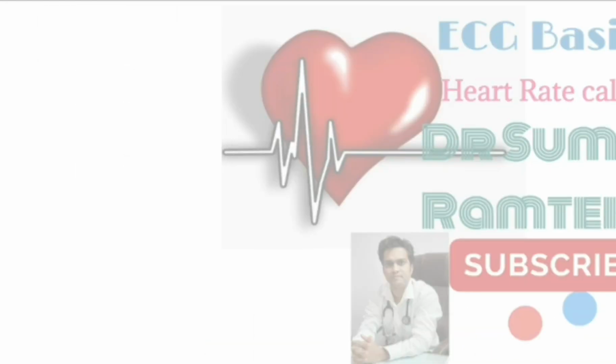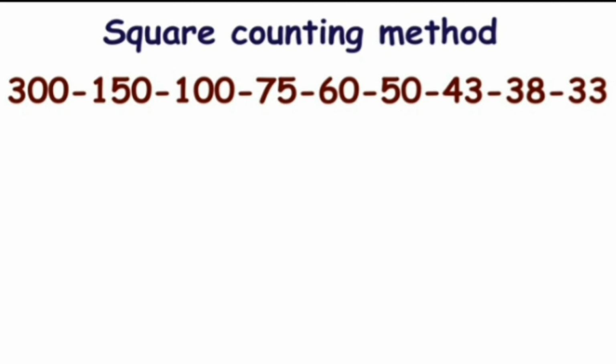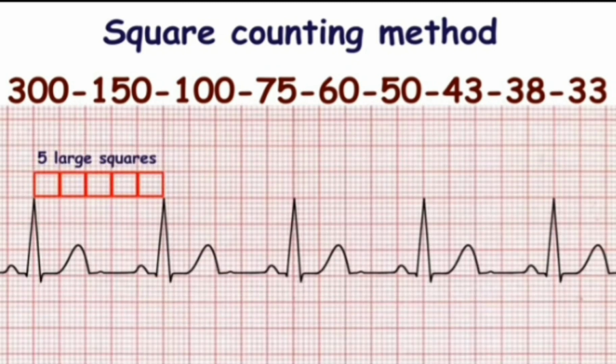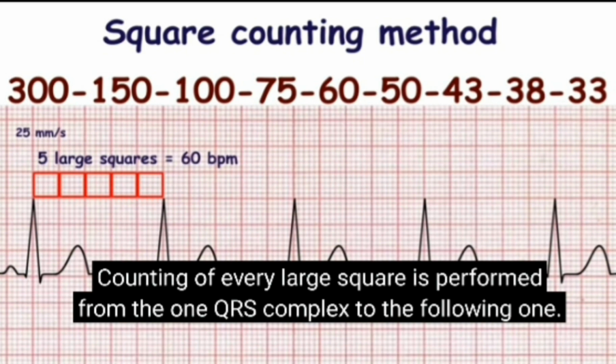The first method is the square counting method. When the ECG is recorded with a speed of 25 mm per second, 1 large square corresponds to a heart rate of 300 beats per minute, 2 large squares correspond to 150, 3 large squares correspond to 100, and 4 large squares correspond to 75. Counting of every large square is performed from one QRS complex to the following one.